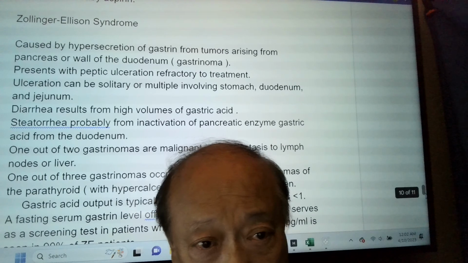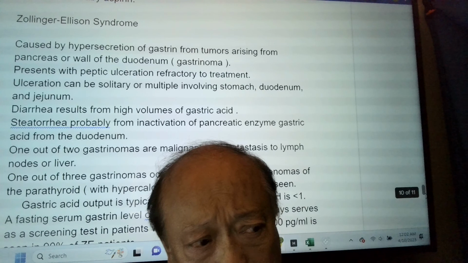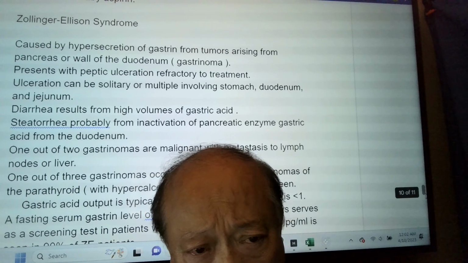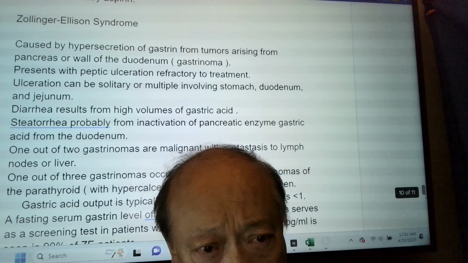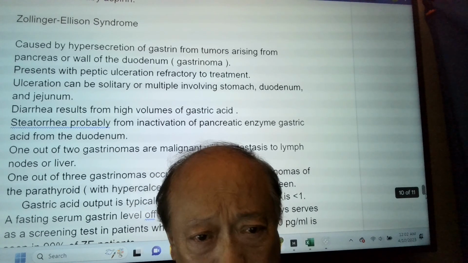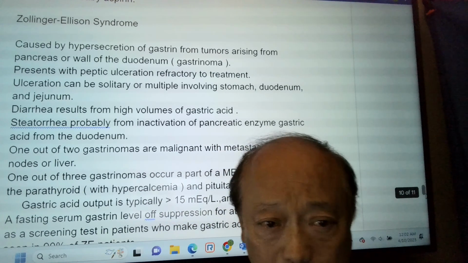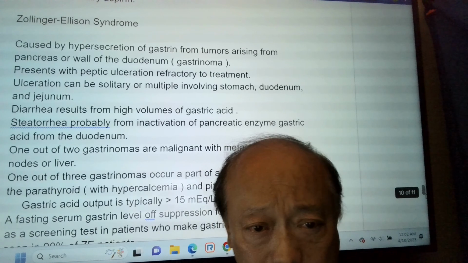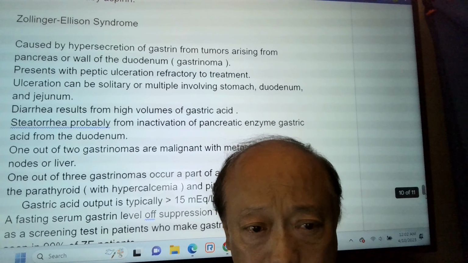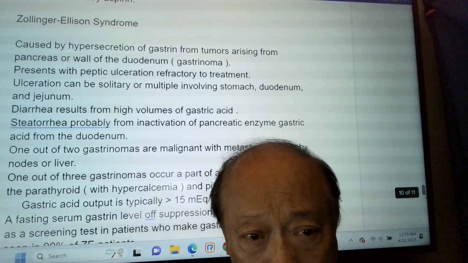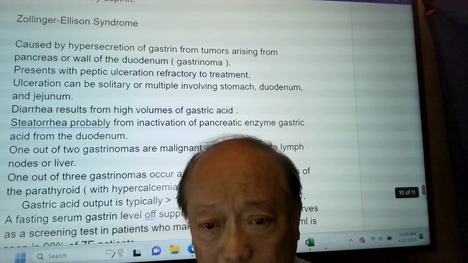ZE syndrome, Zollinger-Ellison syndrome. I was told one time that the incidence is about 1 in a million, but we always talk about it as if, well, we have to look for a ZE. It's caused by hypersecretion of gastrin from tumors arising from the pancreas or wall of the duodenum, gastrinoma. Zollinger-Ellison syndrome presents with peptic ulceration refractory to treatment.